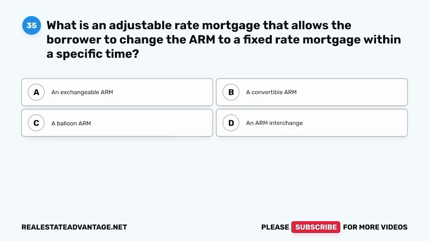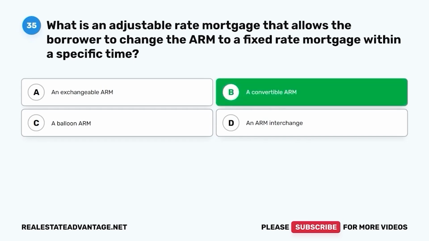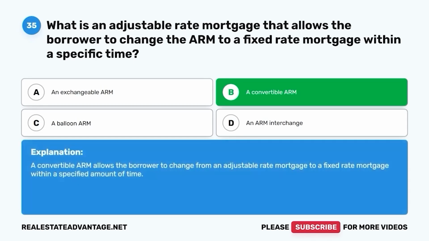Question 35. What is an adjustable rate mortgage that allows the borrower to change the arm to a fixed rate mortgage within a specific time? A. An exchangeable arm. B. A convertible arm. C. A balloon arm. D. An arm interchange. The correct answer is B. A convertible arm. A convertible arm allows the borrower to change from an adjustable rate mortgage to a fixed rate mortgage within a specified amount of time.